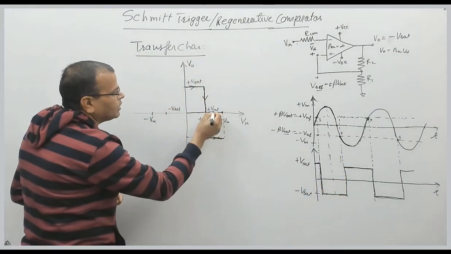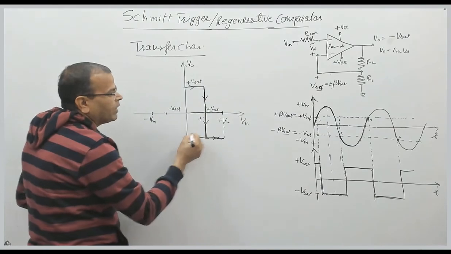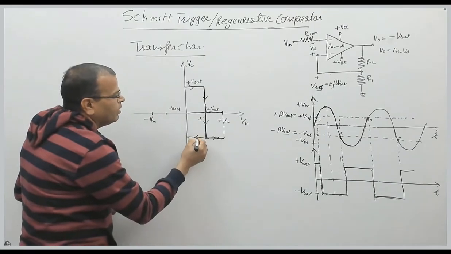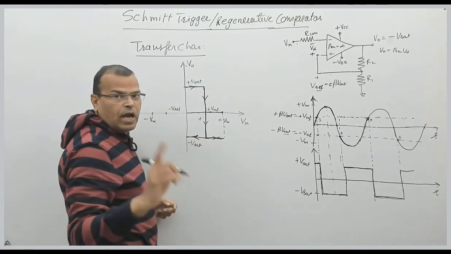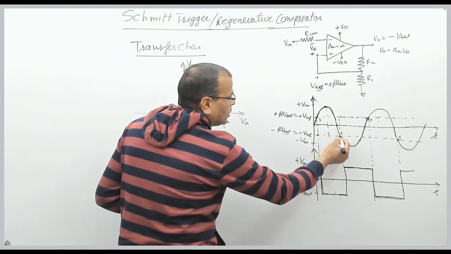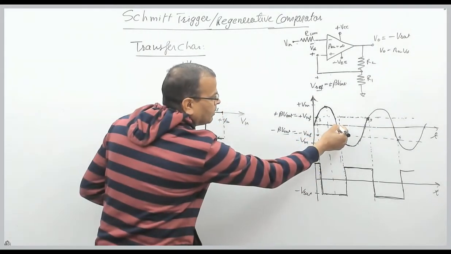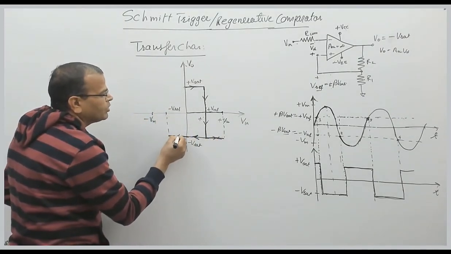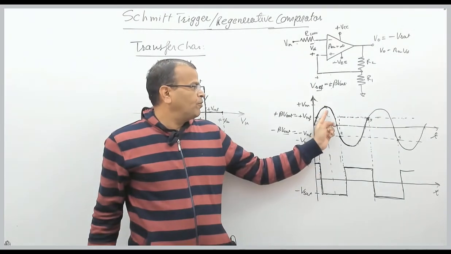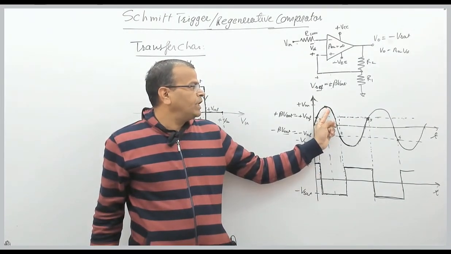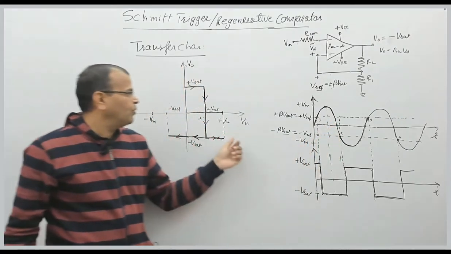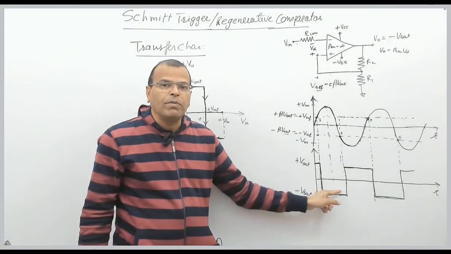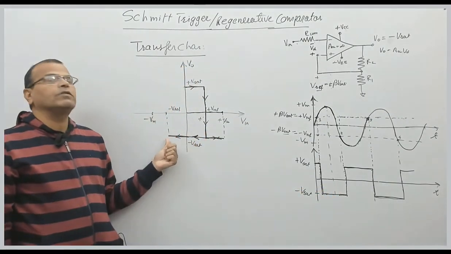So when input voltage is falling down up to the 0 point, output is remaining minus Vset. When input voltage becomes negative, up to minus Vref, up to this point, output is remaining how much? Minus Vset. When input voltage is varying from plus Vm to minus Vref, output is remaining minus Vset.